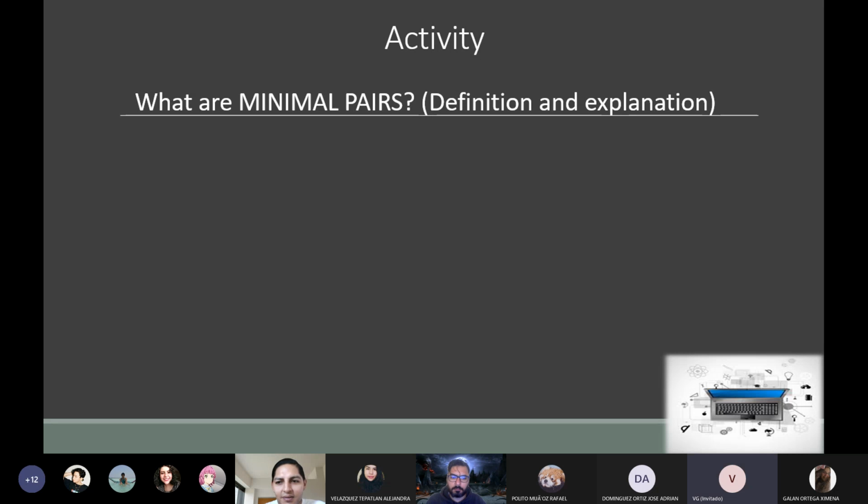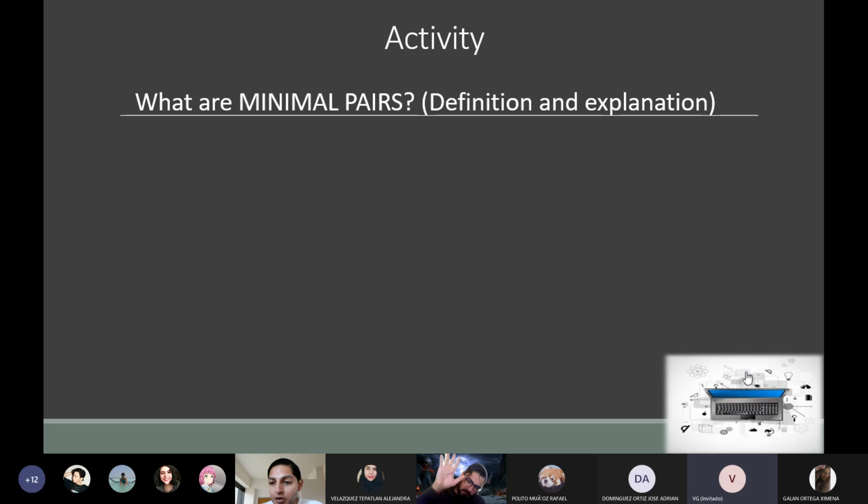Well, what I think about minimal pairs is that when we talk about minimal pairs, we talk about words that are very similar, but there is just a change in one letter, maybe a vowel or maybe a consonant. Like, I don't know, berry, the fruit, a berry, and berry with B, no? But I'm not sure if that's a definition, but that's what I understand about minimal pairs.